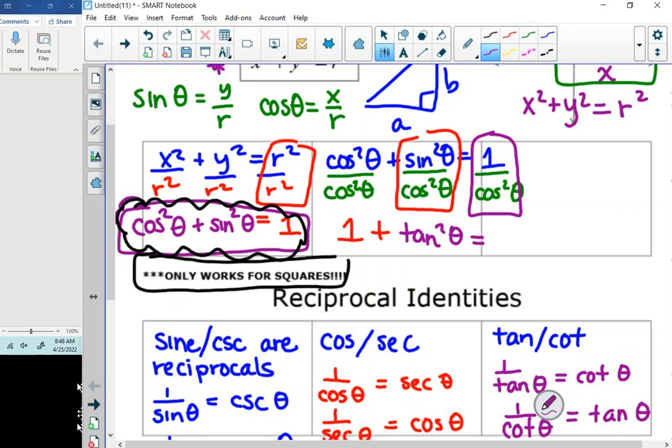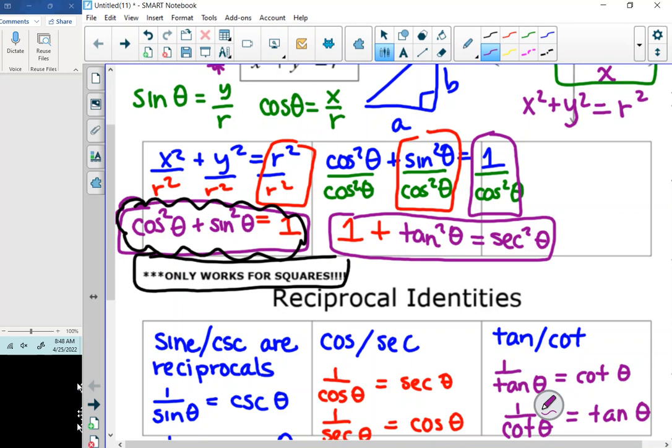One over cosine. Well, 1 over just cosine is secant. That's the 5th one down on our reciprocal identities. A 1 over a cosine is the same as a secant. So 1 over cosine squared is equal to secant squared. And that is the second Pythagorean identity.